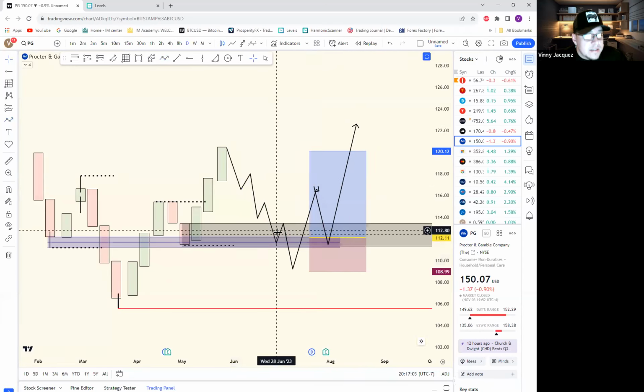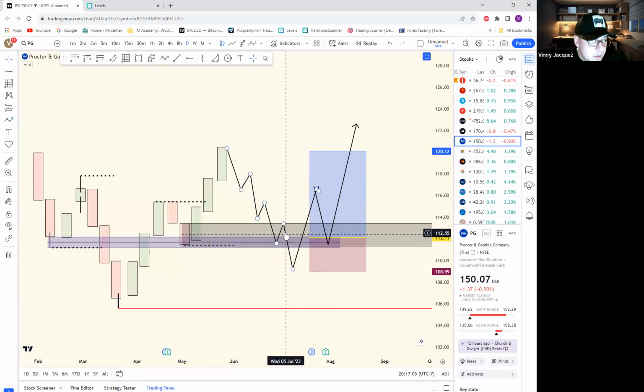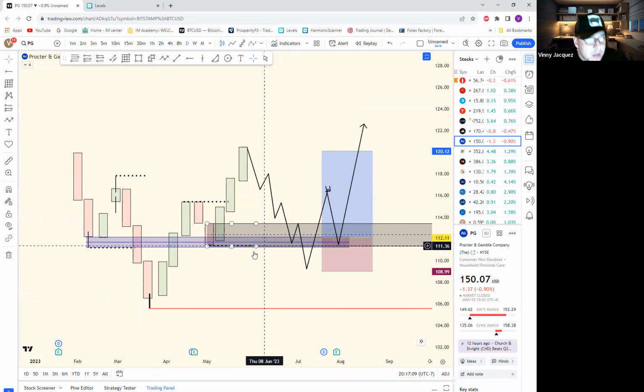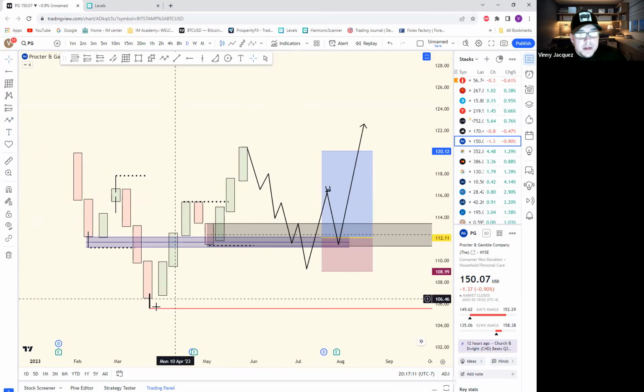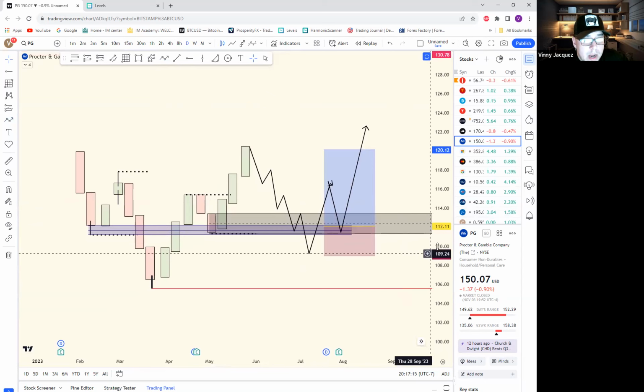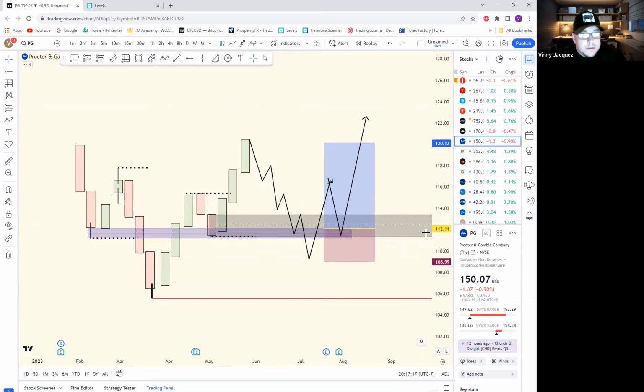For people that like tight stop losses, this is what you have to do. You want tight stop losses, totally fine, but you have to look for re-entries knowing that your stop loss is way down here. I hope that made sense.